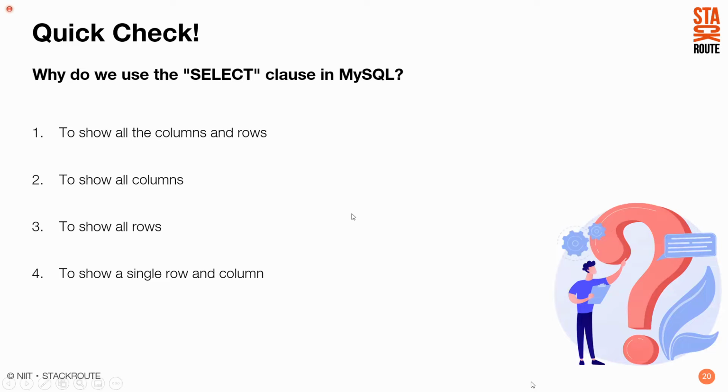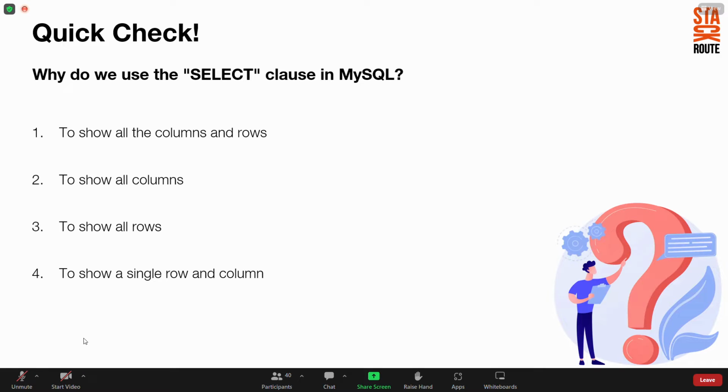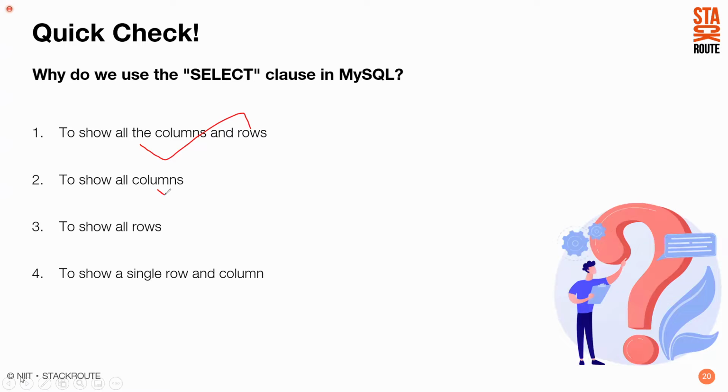Why do we use select query in MySQL? Retrieving specific data. Retrieving the data, or filtering the data, showing all columns and rows, all the columns and rows. All four points, not only single, we will retrieve.